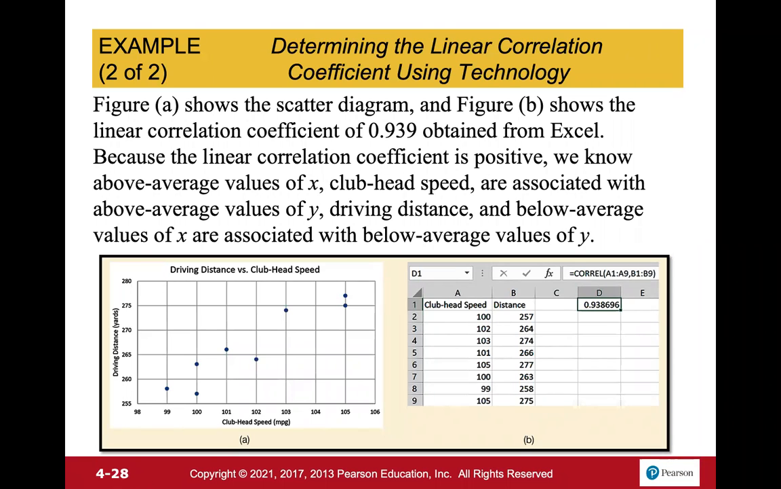All right, so figure A shows a scatter diagram. Figure B shows the linear correlation coefficient obtained from Excel. Cool, that's exactly what we did. Because the linear correlation coefficient is positive, we know above average values of X, club head speed, are associated with above average values of Y, driving distance, and below average values of X are associated with below average values of Y. So that's linear correlation, beautiful. I'd say that's strong linear correlation.